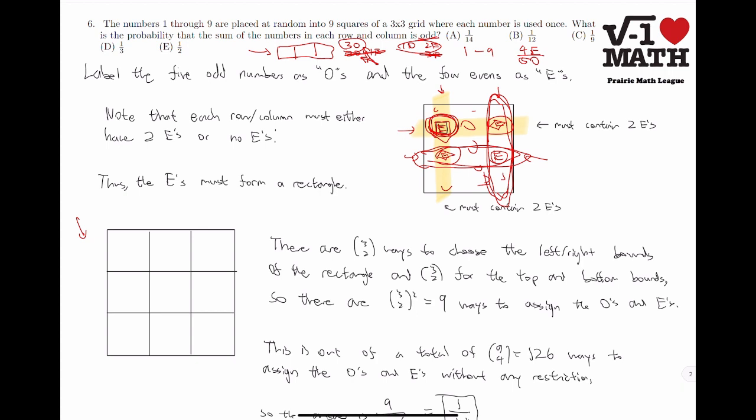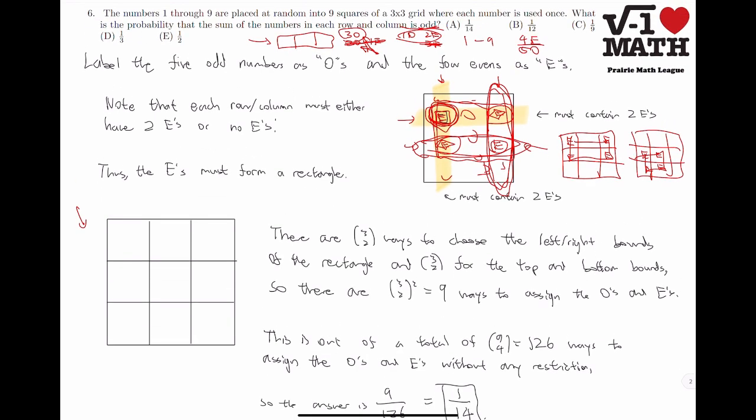Now notice that our evens form a rectangle. And in general, for this condition to be satisfied, the evens must form some sort of rectangle. For instance, this, or like this. But in any case, they must form a rectangle. And now we've basically reduced our problem to finding the number of rectangles that exist within a 3x3 grid.